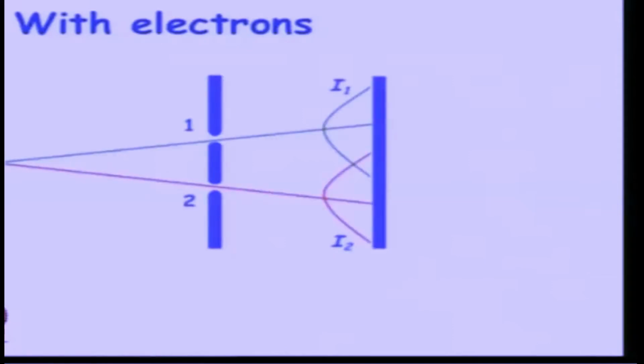So this is my source of electrons, these are the two slits, and this is the screen on which I detect the arrival of electrons. If I keep only slit number 1 open, I will get this intensity distribution, which I shall refer to as I1. If I keep only slit number 2 open, you will get I2.